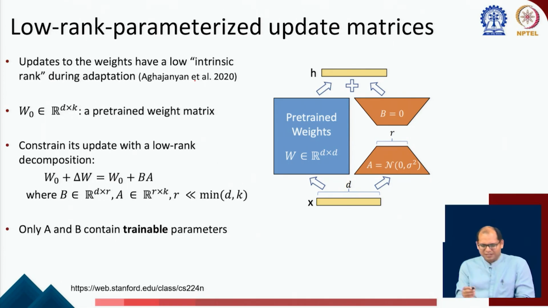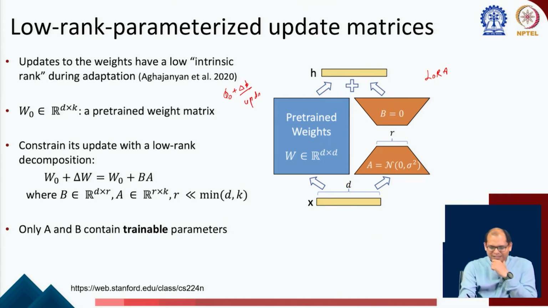So let's see. We'll talk about the main model in this particular context. This is low rank parameterized update matrices, also known as LoRA. So what is the idea? The idea is about this update that you are talking about, phi naught plus delta phi. People have shown that these updates have a low intrinsic rank when you adapt a pre-trained model. So we are talking about a pre-trained model adapting to some new task, and the updates have an intrinsic low rank.